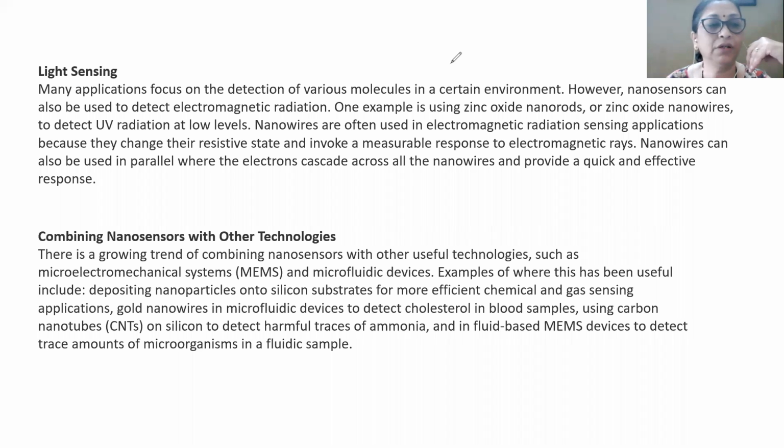Many applications focus on the detection of various molecules in a certain environment. They can also be used to detect electromagnetic radiation. For example, they are used to detect ultraviolet radiation at low levels. So some such types of sensors are also available.